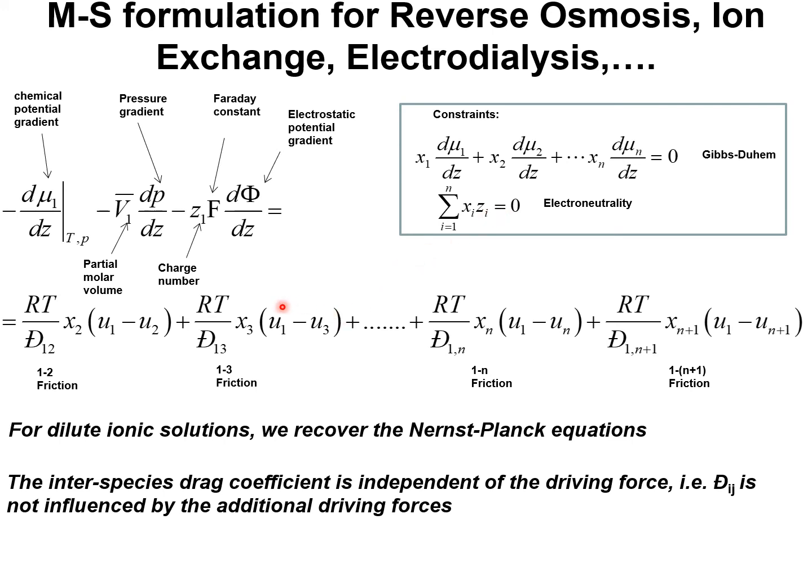The interactions of species 1, say with the walls of the membrane, can be accounted for by introducing an additional frictional term in which the wall is treated as a pseudo-species in the mixture. And this term, for example, could be used to describe water transport across a reverse osmosis membrane.